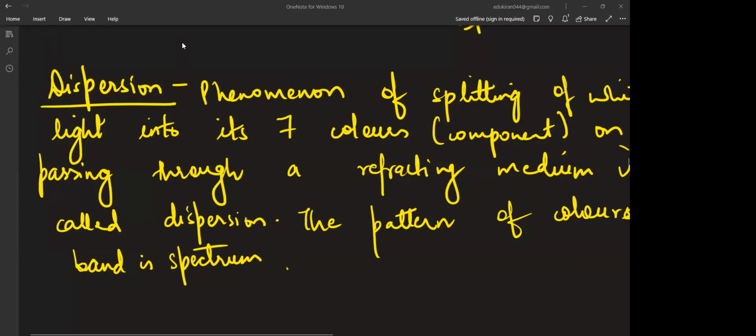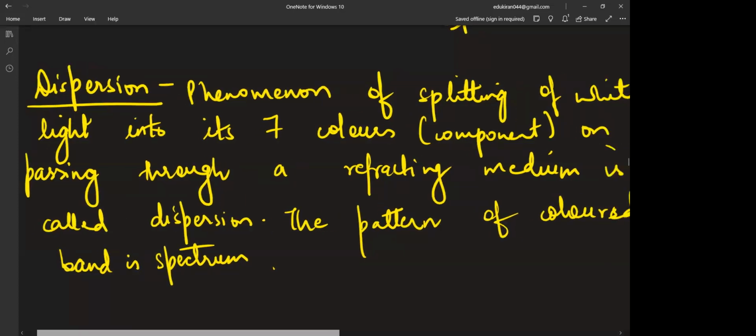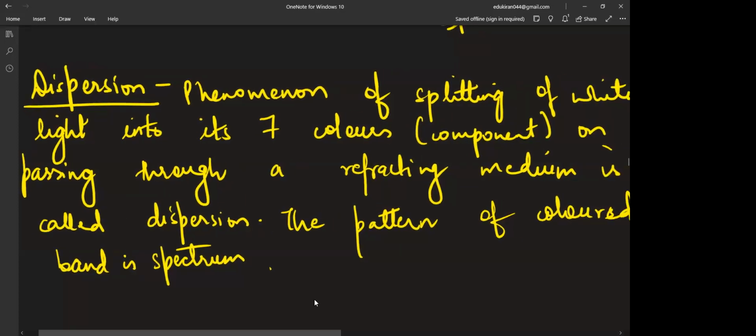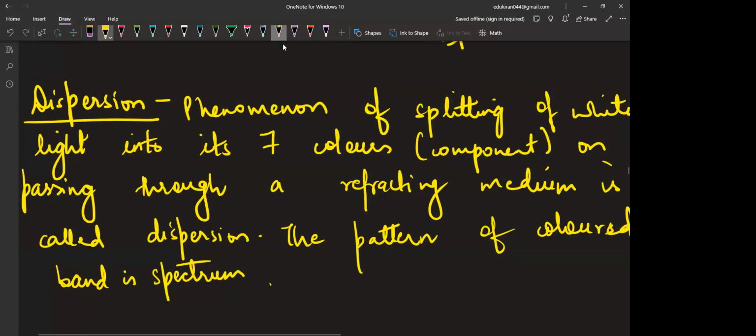Dispersion is basically the splitting of white light into its 7 colors, all the VIBGYOR, you must have heard of VIBGYOR. It starts from violet and ends with red. So when white light is incident on a prism, all the 7 components get split up. This process is called dispersion, and the pattern of color that you obtain is known as spectrum.